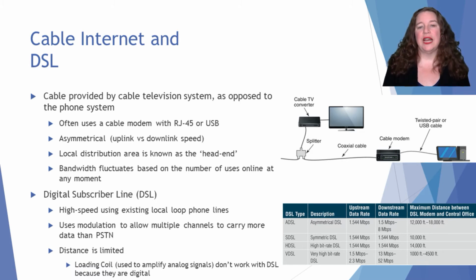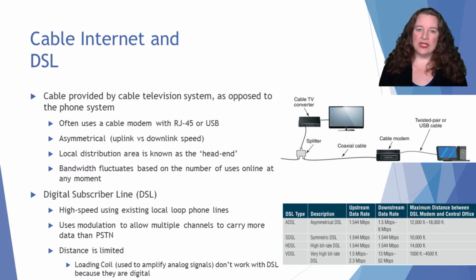These were designed to allow high-speed internet using your local loop phone lines. Remember, the local loop phone lines using a regular dial-up could only go as high as 56 kilobits per second. DSL increased that significantly. So you were suddenly able to get into the megabits. The list here is of how fast you could go for either your upstream or your downstream when you were using DSL. And DSL uses modulation to allow multiple channels to carry more data. Each of those channels could carry data, which allowed it to go faster in general than your regular phone systems, your regular public switched telephone network.